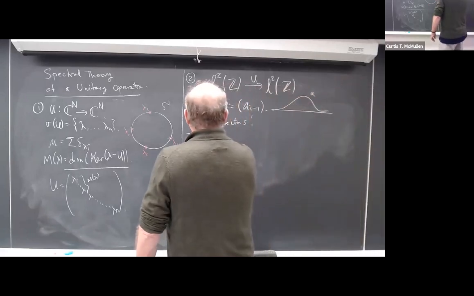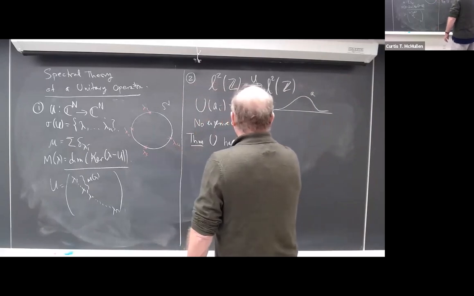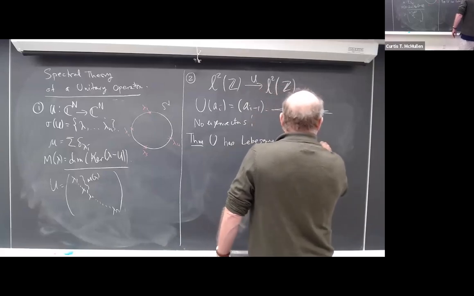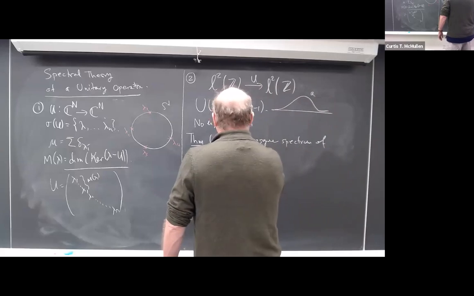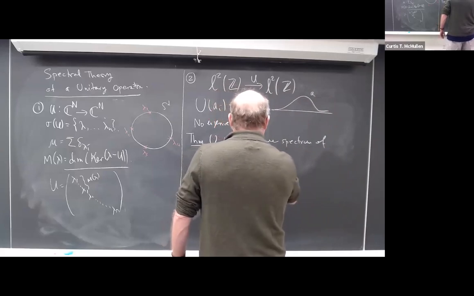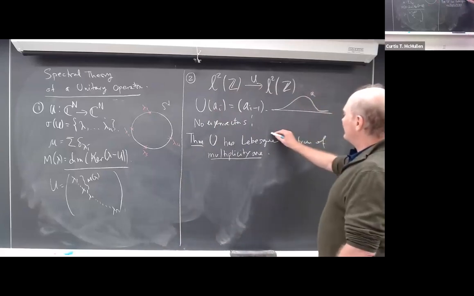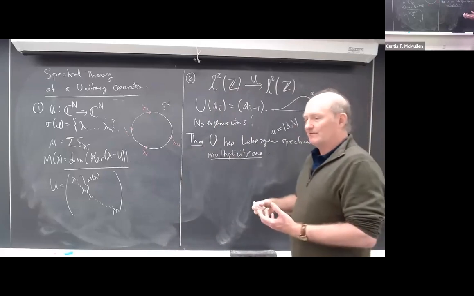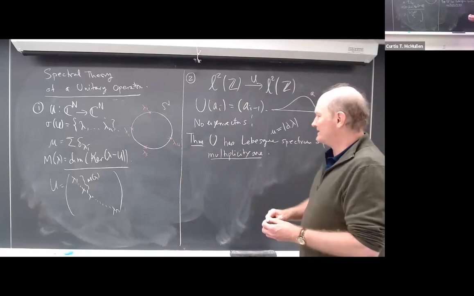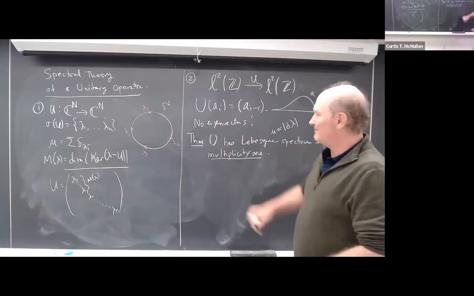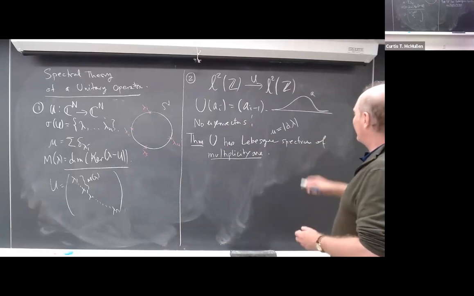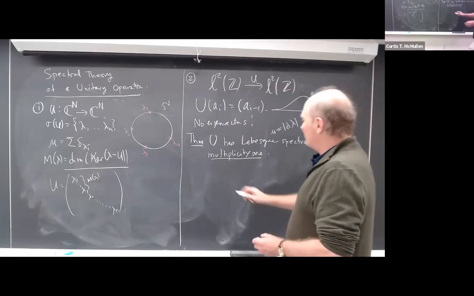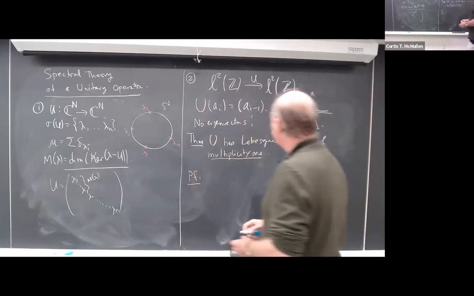And the theorem is that U has Lebesgue spectrum of multiplicity 1. In other words, we can take the mu to be just length measure or Lebesgue measure on the circle. Remember, it doesn't matter how we normalize this by a constant. Those all give the same measure class and hence the same spectral information. And the multiplicity function should be identically equal to 1.